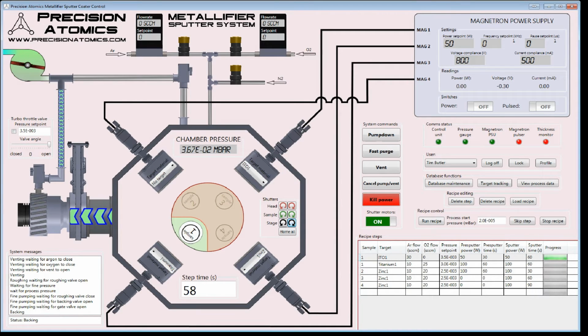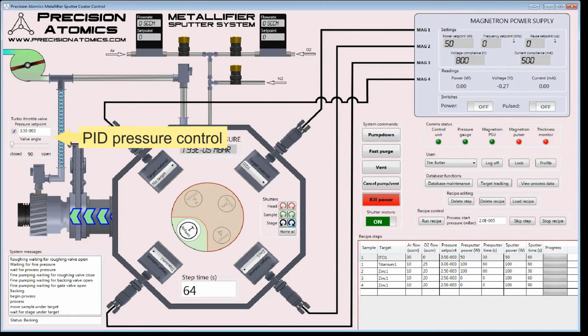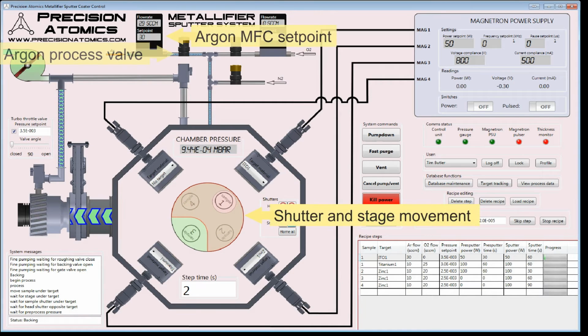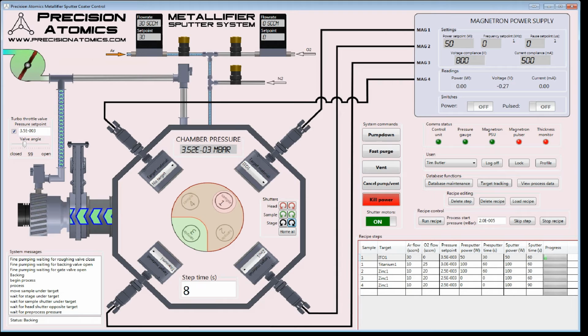When the start condition is reached, recipe execution begins. The PID throttle control is activated and the sample moved under the required magnetron. The head shutter is moved opposite to shield the magnetron output during the pre-sputter period. The MFC set points are changed and the process gas valves switched on.